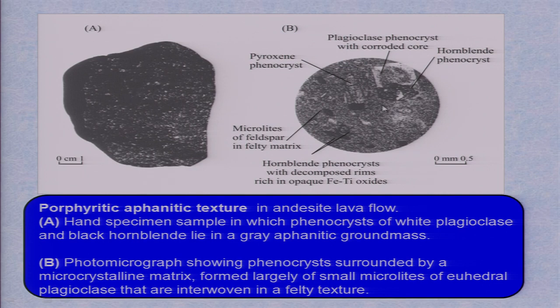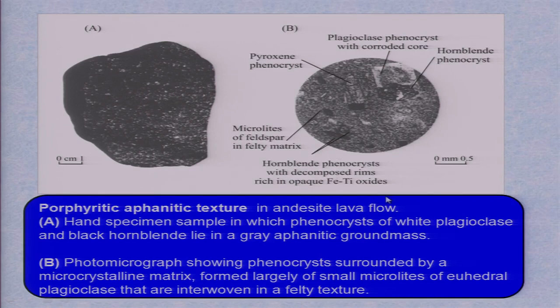How does it look under the microscope? See the photomicrograph showing phenocryst surrounded by microcrystalline matrix. This is a microcrystalline matrix formed largely of small microlites of euhedral plagioclase. This is all euhedral plagioclase crystals. I have also marked a plagioclase phenocryst with a corroded core. Corroded means part of the crystal is eaten away by the magma, or it has undergone dissolution in the magma.